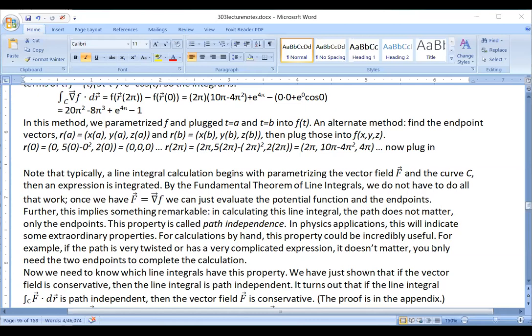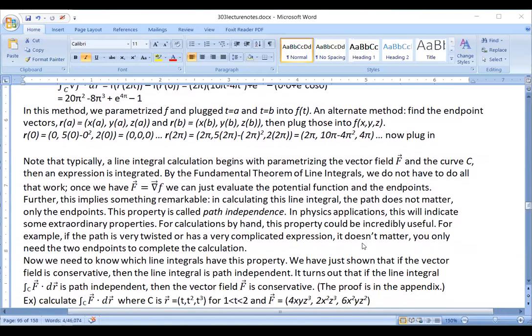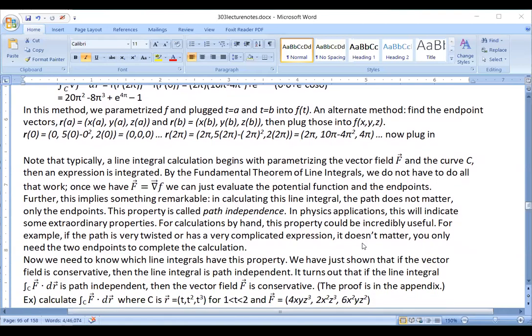So let's now go ahead and do another problem. Let's calculate this line integral over the curve C of vector F dot dr, where the path C is defined by r equals t comma t squared comma t cubed, with t going from 1 to 2, and there's your vector field. F equals 4xyz cubed, comma 2x squared z cubed, comma 6x squared y z squared.